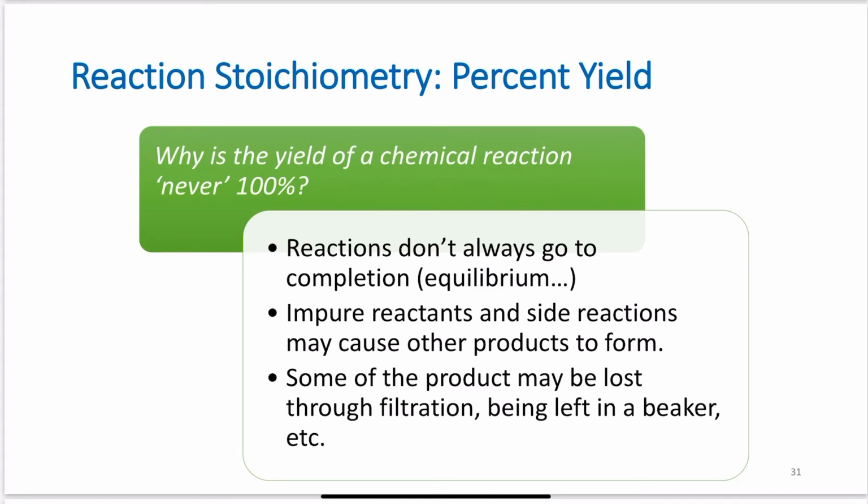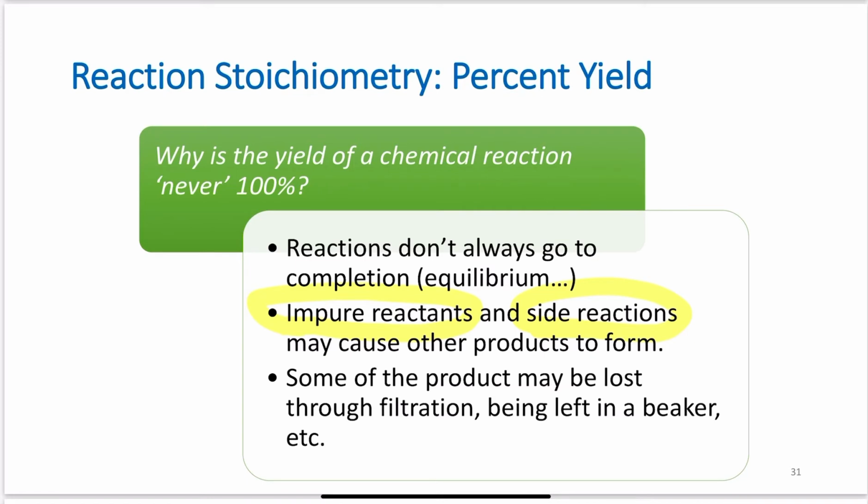We can also have side reactions that form other products. We don't talk a lot about side reactions in Gen Chem, but if you take organic, you're going to see this a lot. We can also lose product through filtration, through being lost in a beaker, etc. Usually that comes sometimes in the reaction itself, but a lot of times in what we call your purification steps. We've made a product, now we need to purify it because we need to separate it out from the unreacted or impure reactants, anything left behind by the reactants, any side reactions, etc.